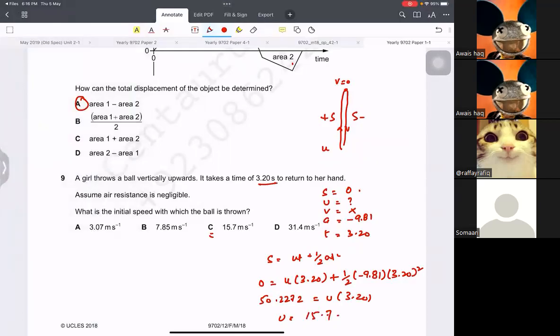But let's try with another method. If we take just the half, like go up, this is S. U is not known, V is 0. And time should be half of it now. 3.20 will be 1.60.